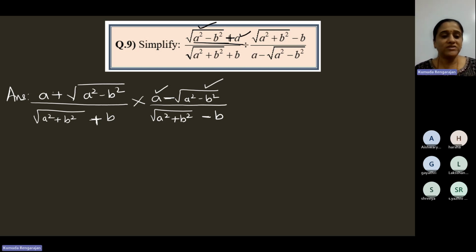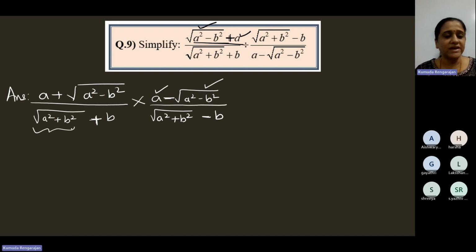Okay. Now you see the numerator. You have a plus square root of a square minus b square, a minus square root of a square minus b square. You have the same terms, like it's in the form x plus y into x minus y. So it's x square minus y square, the numerator. And the denominator also. See here, the terms are the same.